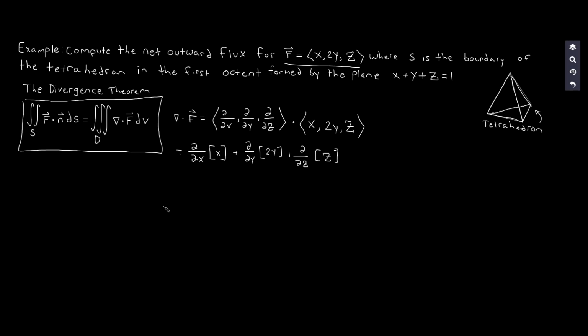So that's what we're dealing with here. And if we take the partial derivative of x with respect to x, it's going to be 1, plus if you take the partial derivative of 2y with respect to y, it's going to be 2, plus if you take the partial derivative of z with respect to z, it's going to be 1. And so this is going to equal 4. I've got the triple integral here. I want 4 dV. And I can factor the 4 out, and then I need to come up with the bounds of this thing. So I factor out that 4.